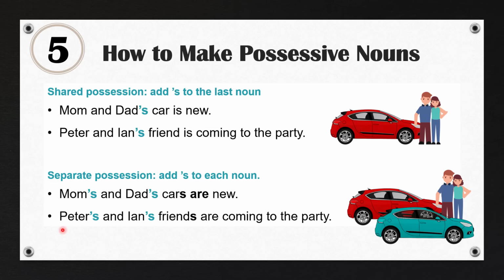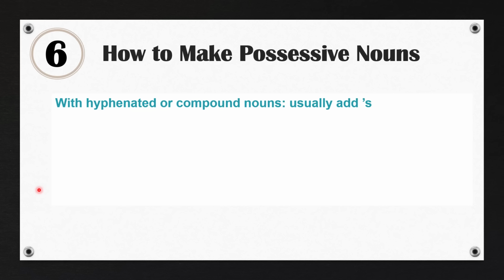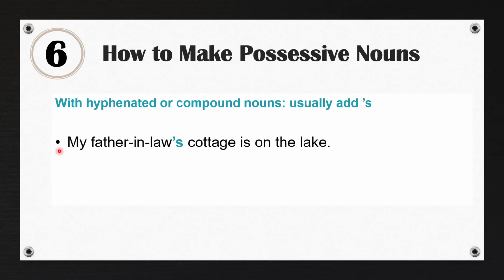They are different friends. So this is how we form shared possession or separate possession. And finally, with hyphenated or compound nouns, we usually add apostrophe S. So for example, my father-in-law's cottage is on the lake. This means that the cottage belongs to the father-in-law.